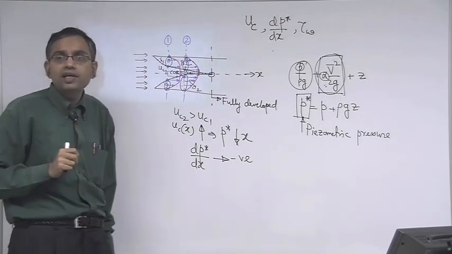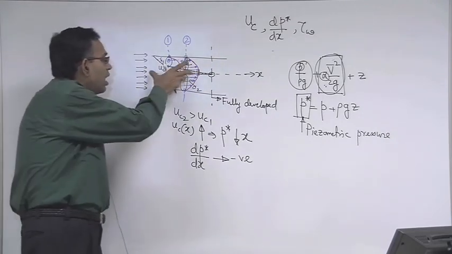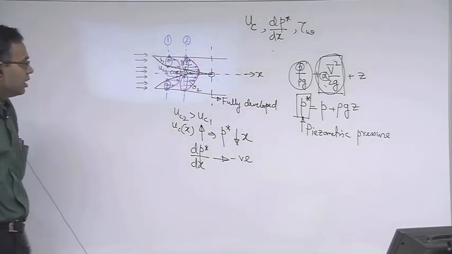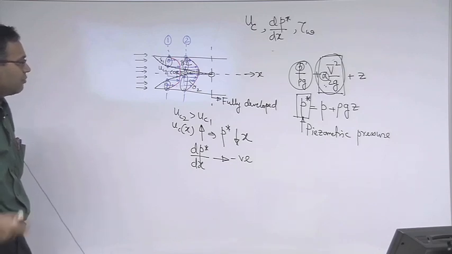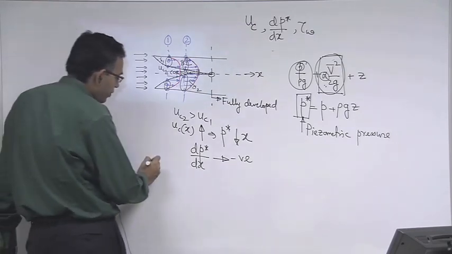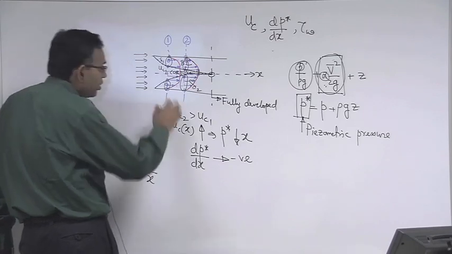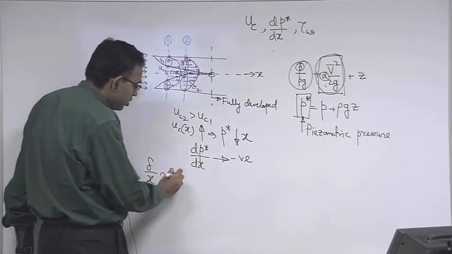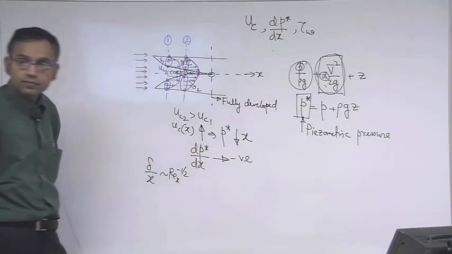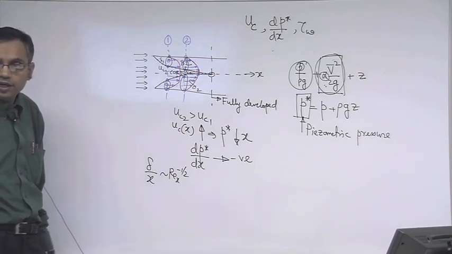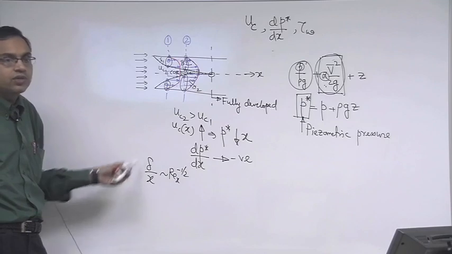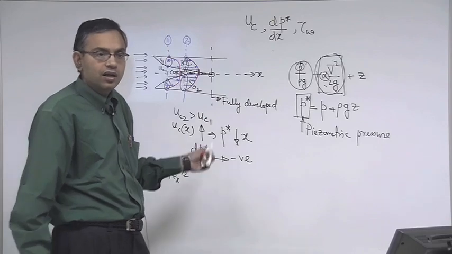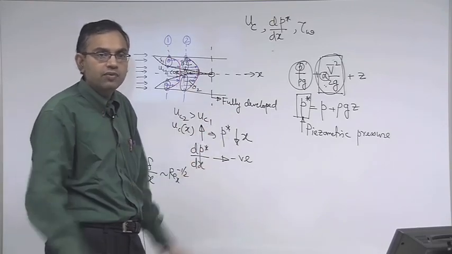What is the parameter on which this depends, how long it will take to get fully developed? To do that, I will typically refer to an order of magnitude estimate of how delta varies with x. So, if you consider a single plate, delta by x scales with Reynolds number to the power minus half. Okay. There is not enough opportunity to derive this, because these things we commonly discuss in the boundary layer theory. Now, here our scope or objective of discussion is different.